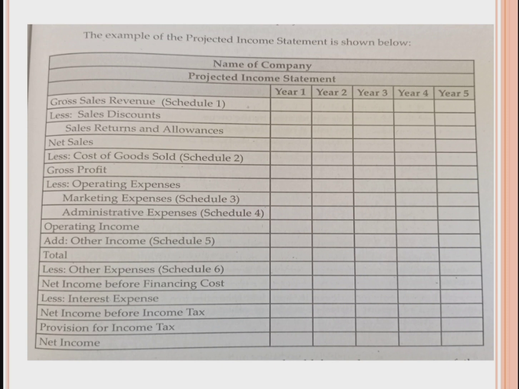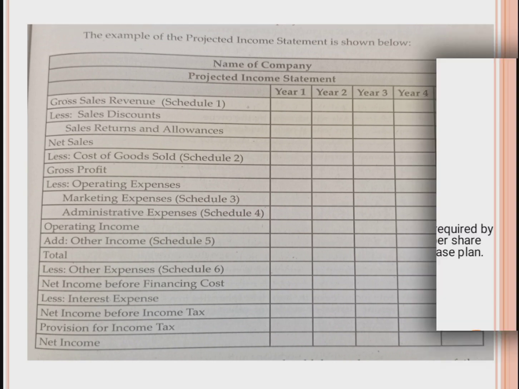Next, an example of the projected income statement is shown below. Name of company, projected income statement, year 1, year 2, year 3, year 4, year 5, gross sales revenue, schedule 1, less sales discounts, sales returns and allowances, etc. So, these are examples in the projected income statement.